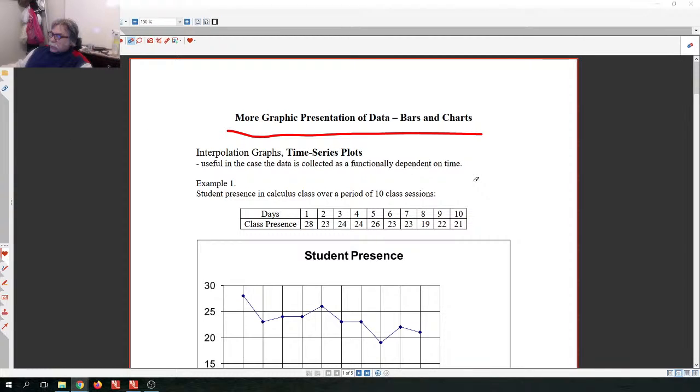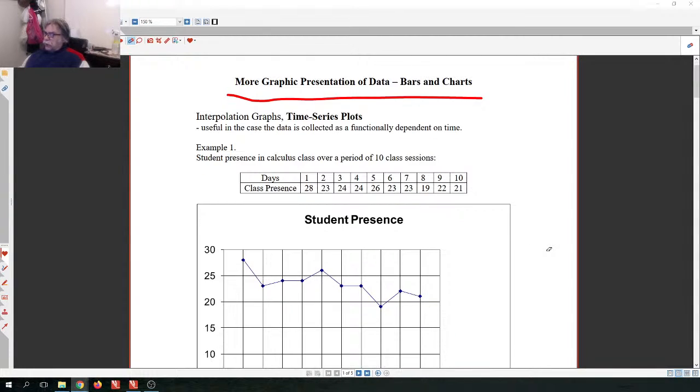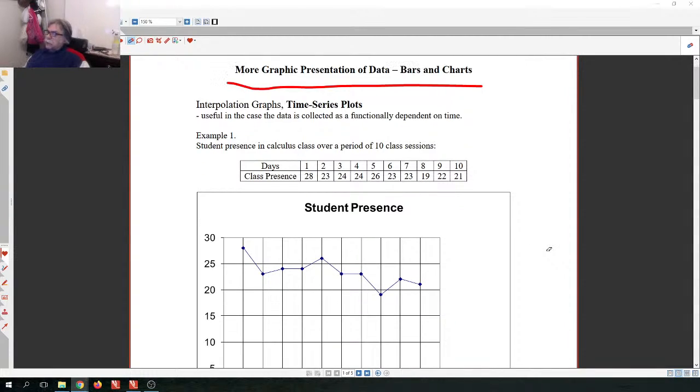Okay, so we're going to continue our story about graphical presentation of data, and this is now beyond histogram, or should we say something else than a histogram. I have a number of things I want to point out that are very often done to present data graphically. The first thing would be time series plots.